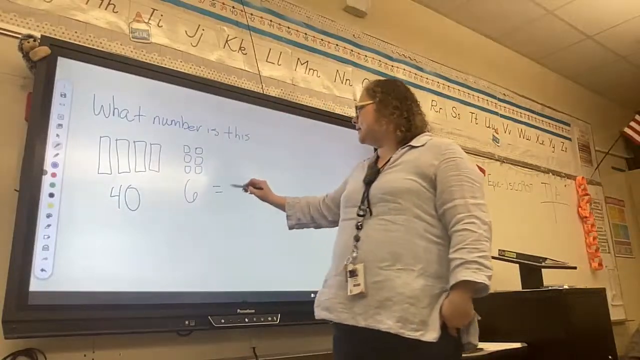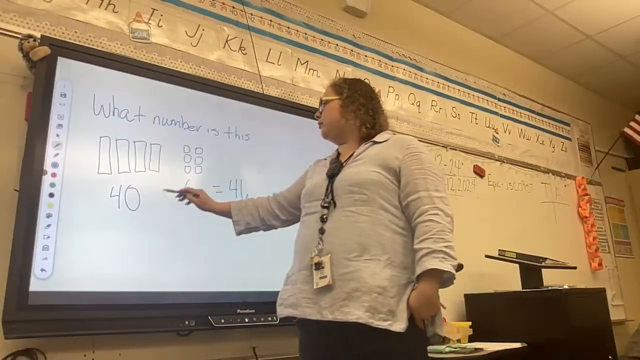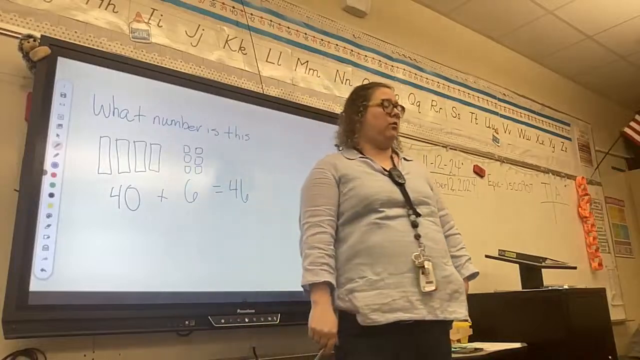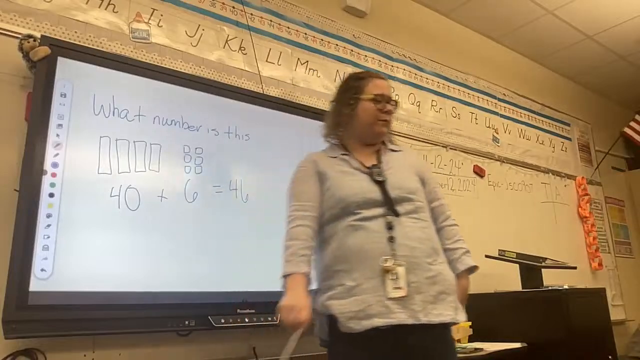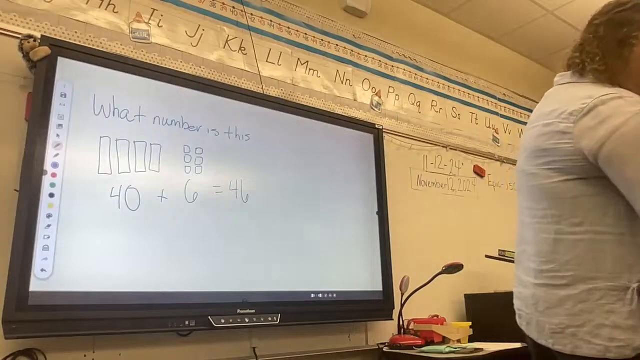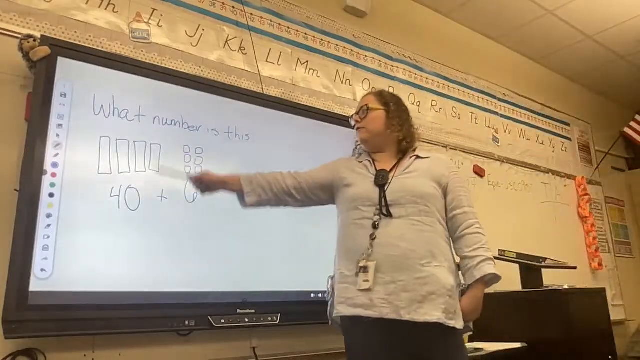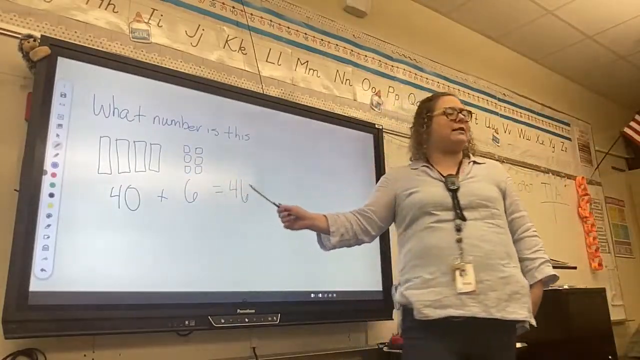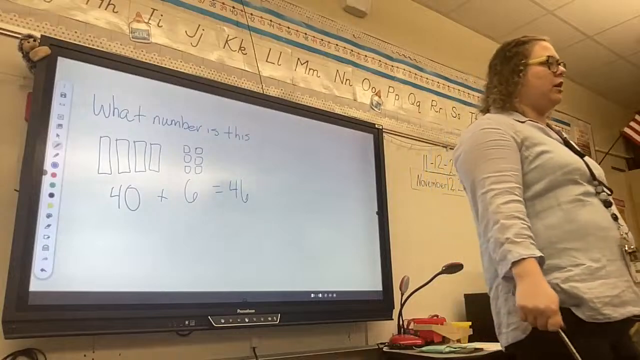I have 46. What did we do to put it together? We added. Very good. So on your paper, you need to write what I just wrote on the board. 40 plus 6 equals 46. So that's how you got your answer.